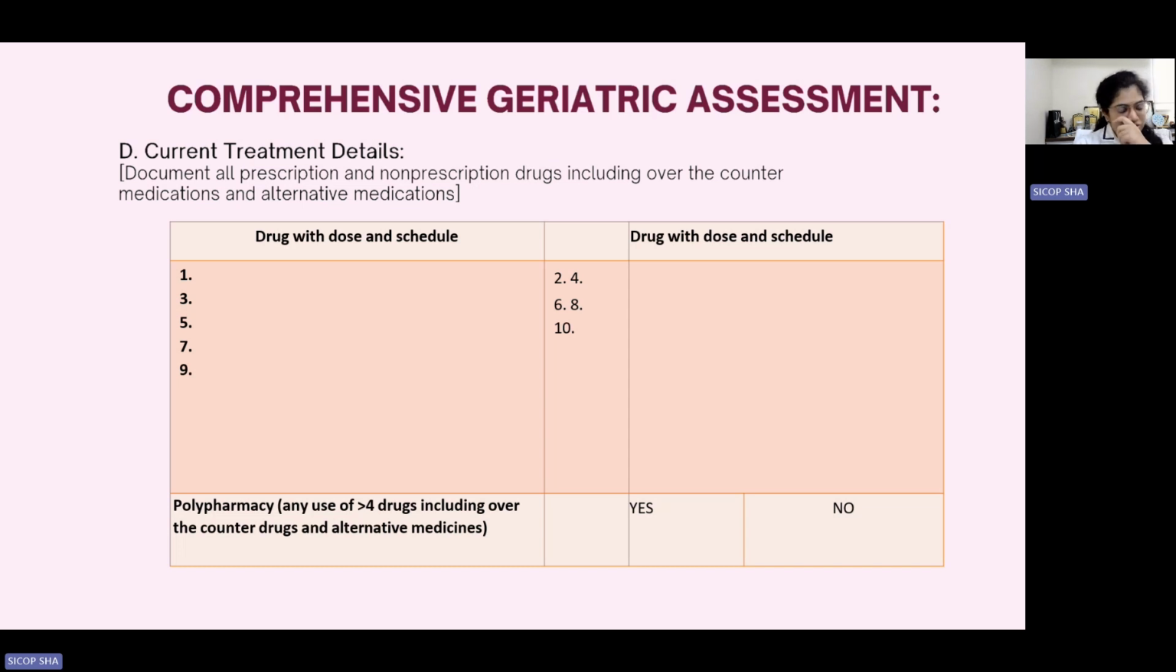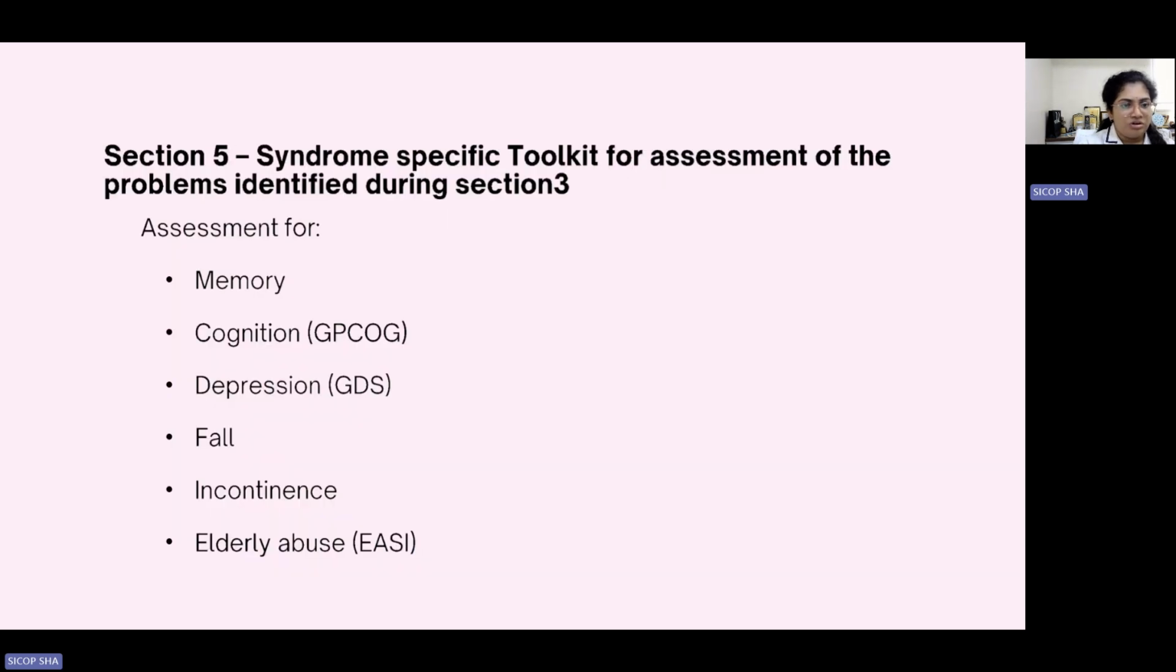If the patient is taking any drug, the dose and schedule should be recorded. If they are taking 1, 2, 3, 4, 5, 6, etc. drugs, all the drugs should be mentioned here. Polypharmacy is any use of more than 4 drugs, including over the counter and alternative medicines. So we note whether it is there or not.